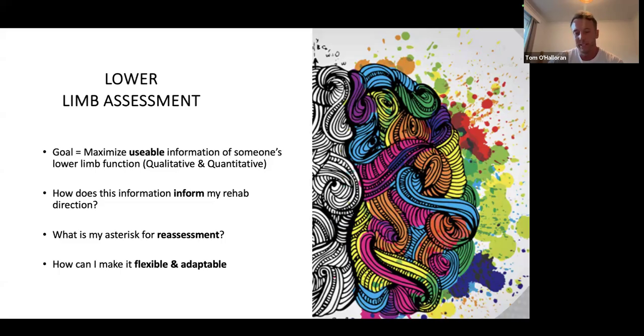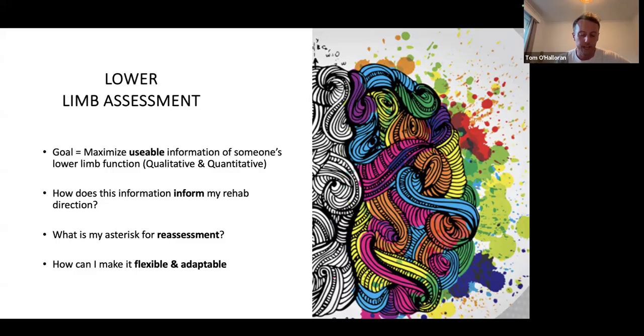So my goal of a lower limb assessment, and probably most of ours, is to maximize usable information of someone's lower limb function. Whether that's qualitative, so coordination strategy, movement strategy, or quantitative, so numbers, data, science. I just want to gather information that I can use to inform my rehab direction, and also to think about what the asterisk signs are that I'm trying to accumulate to reassess, to know if my rehab program is improving their function for what they want to get back to.